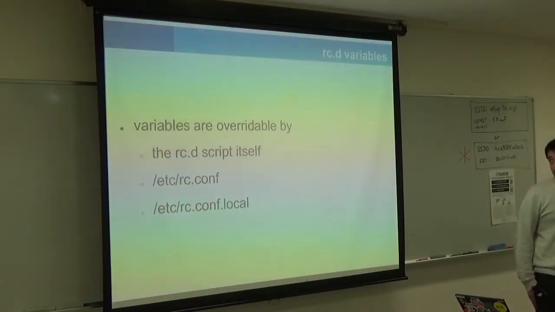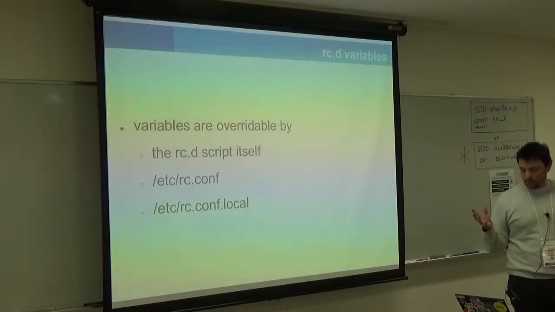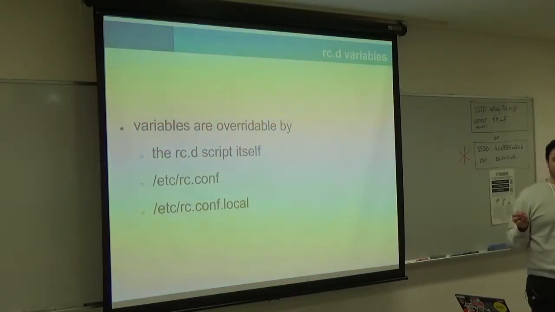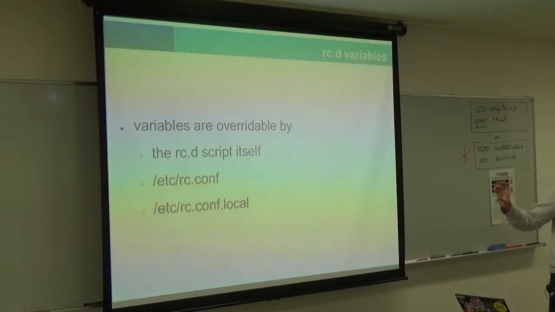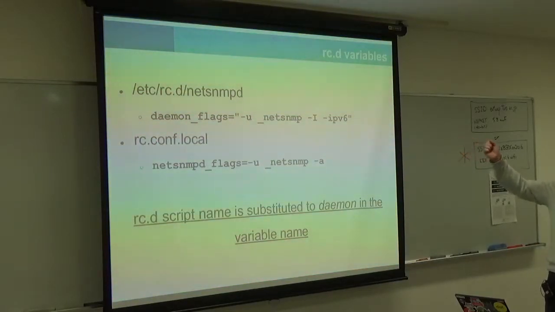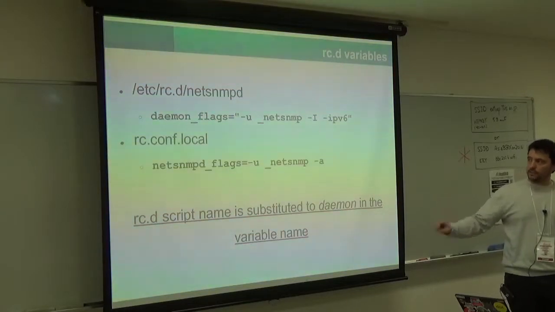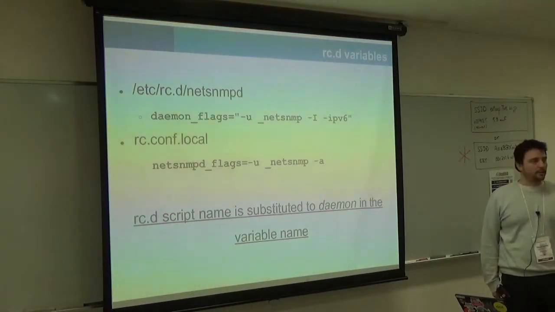So all these four variables are overridable by the rc script itself, then rc.conf and rc.conf.local. The way that you override a variable in rc.conf and rc.conf.local is that you take the script name and you append the variable that you want to override. So for example, if you want to override the daemon_flags that's provided by the netsnmpd script, then you would put netsnmpd_flags in rc.conf.local.